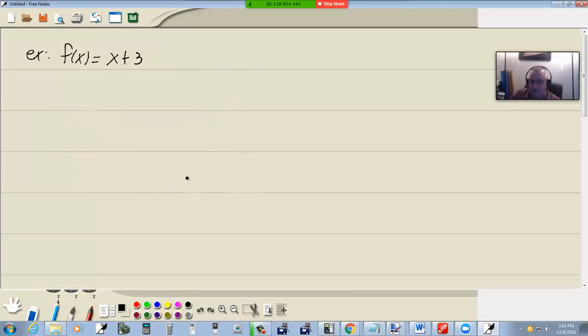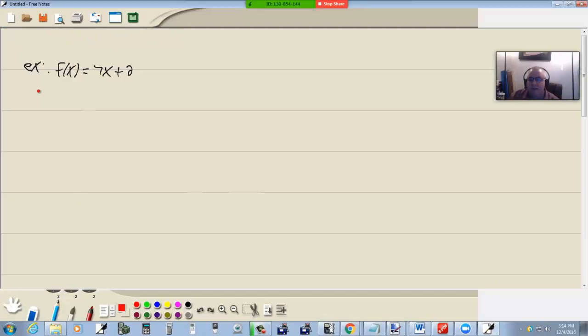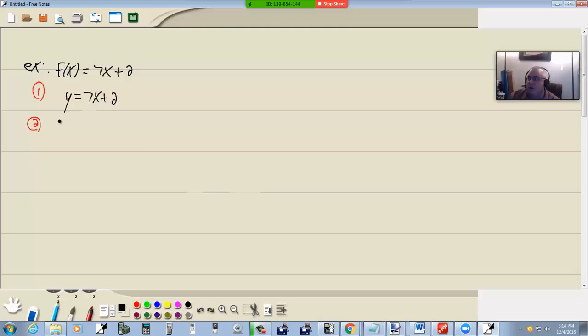For example, if I got f of x is equal to 7x plus 2, and I want to find the inverse. Step 1, replace f of x with y. So we got y is equal to 7x plus 2. Step 2, interchange x and y. Swap them. So where your y is, you put an x, and where your x is, you put a y. So we got x equal to 7y plus 2.